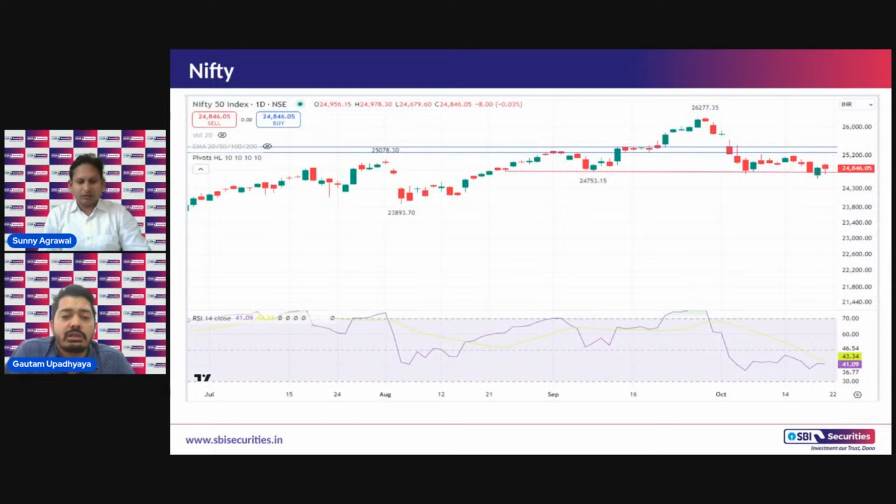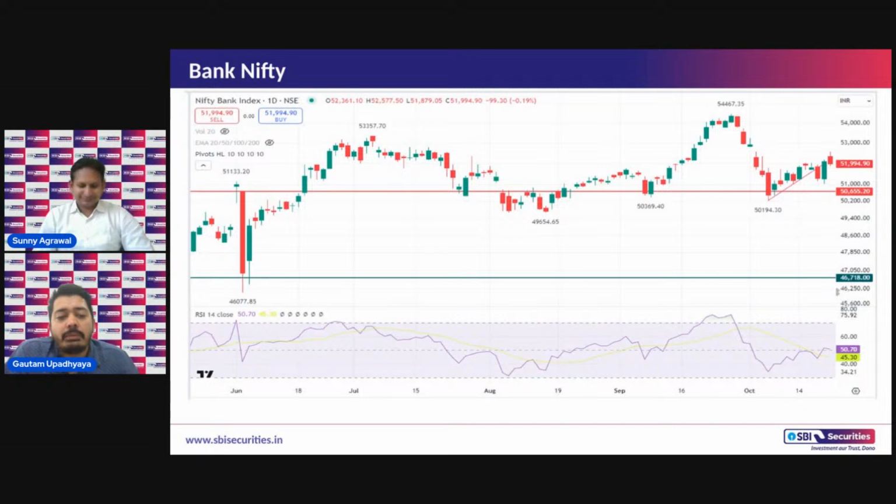अगर RSI देखें निफ्टी का, it has definitely weakened in the last 10 to 15 trading sessions. The RSI is trading relatively flat, and it had dipped below the level of 40 as well, indicating that from a short-term perspective, the momentum has definitely reduced for Nifty.